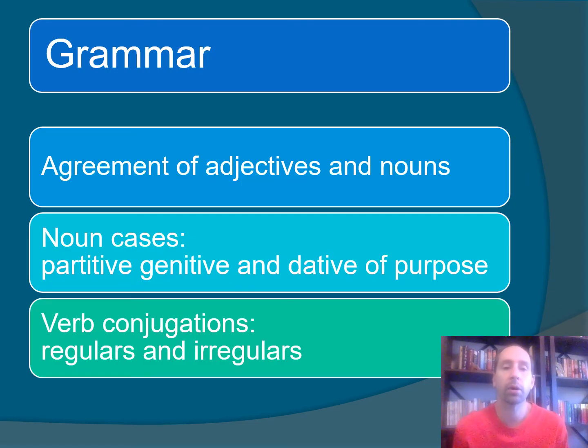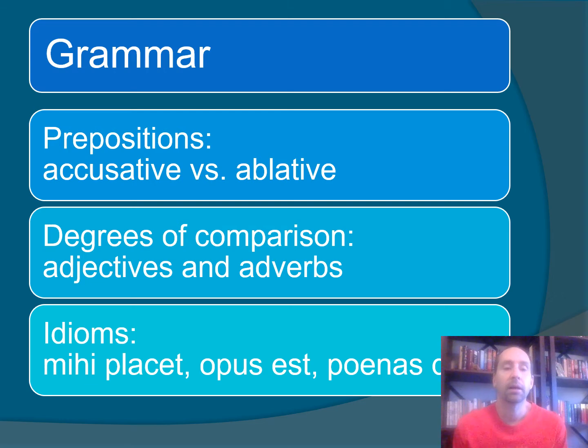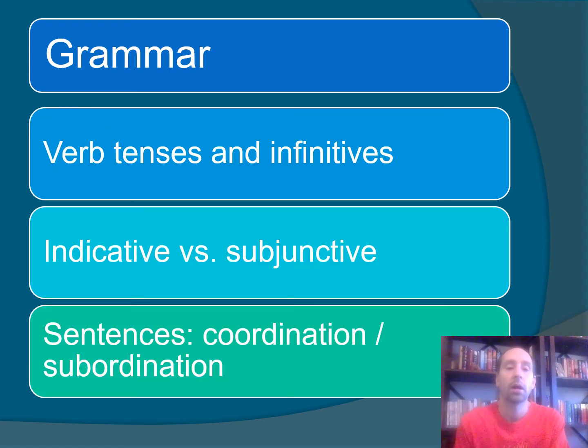Continuing on with the grammar, make sure that you're familiar with the agreement of adjectives and nouns. And for the noun cases, be sure that you know partitive, genitive, and dative of purpose. Also be familiar with the verb conjugations, the regulars and irregulars. Continuing with the grammar: prepositions, accusative versus ablative, degrees of comparison, adjectives and adverbs, and idioms, mihi placet, opus est, and other common idiomatic expressions.